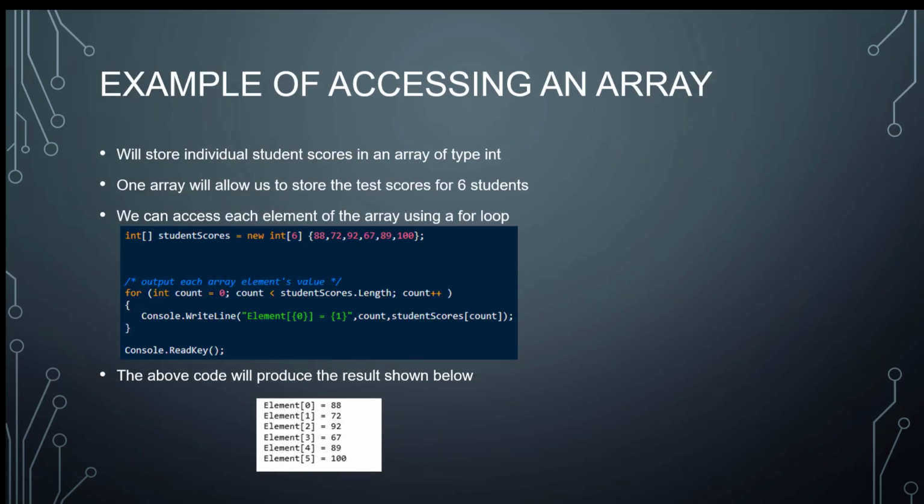So here's an example of accessing an array. This is where the power really comes in. So we'll store individual student scores in an array of type integer. One array will allow us to store the test scores for 6 students. Okay? Then we can access each element of the array using a for loop. So you can't really do this with 6 different variables, but you can do this with a single array.